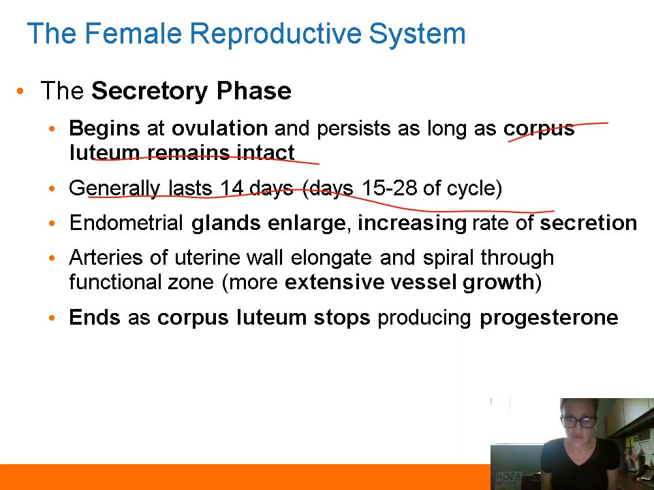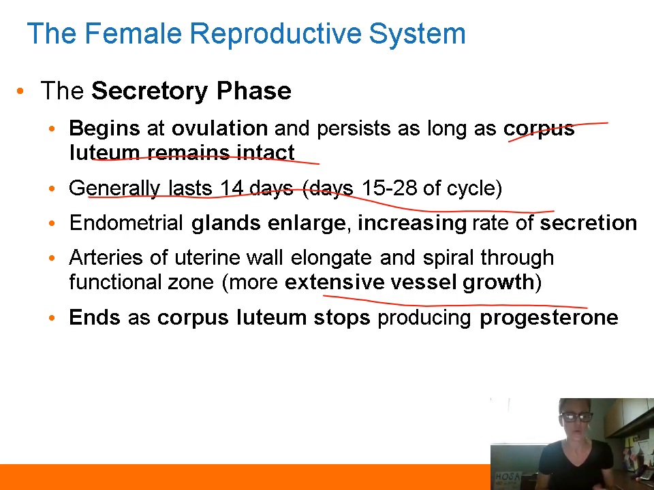So during this phase, endometrial glands enlarge, and this increases the rate of secretion. We start seeing glands get bigger and they're really secreting a lot. Arteries of the uterine wall elongate and spiral through the functional zone. So again, we see very extensive vessel growth occurring. In general, there's a lot of gland secretion and a lot of vessels present in the endometrium. Again, because we're hoping that the fertilized egg is going to come implant. So there's really very extensive vessel growth in this phase.